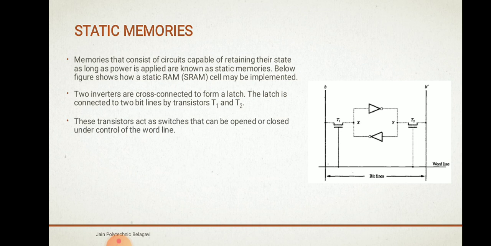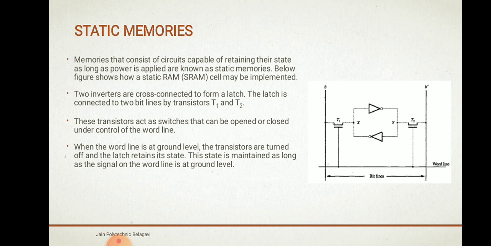Now these transistors act as switches, that is, they can be either open or closed. The open or closed switch will be under the control of the word line. As you can see here, the word line will control whether the transistors are open or closed. Now suppose the word line is at ground level, that is, at state 0, then the transistors will be turned off because it is at the ground level, it is not connected to the battery. So the transistors will be turned off and the latch will retain its state.